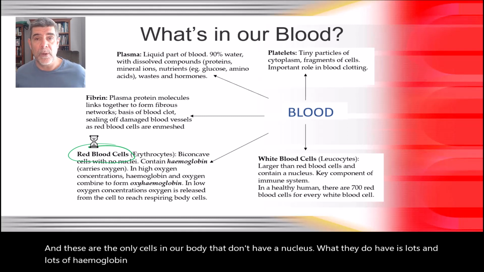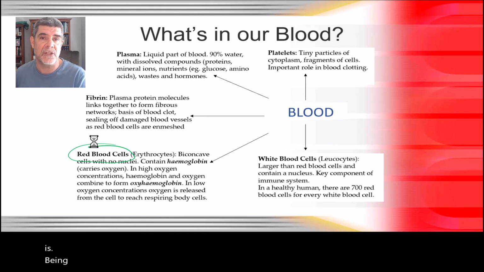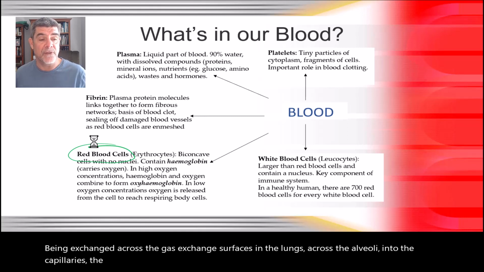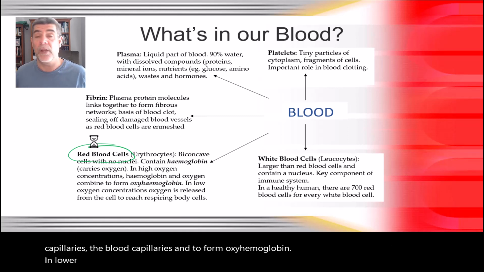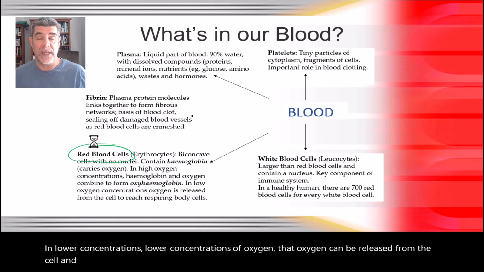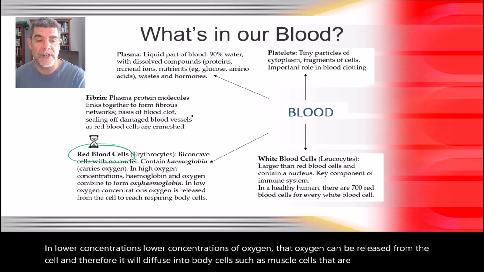And so what we want is for that hemoglobin to pick up the oxygen that is being exchanged across the gas exchange surfaces in the lungs, across the alveoli, into the capillaries, the blood capillaries, and to form oxyhemoglobin. In lower concentrations of oxygen, that oxygen can be released from the cell and therefore it will diffuse into body cells such as muscle cells that are needing oxygen for respiration.